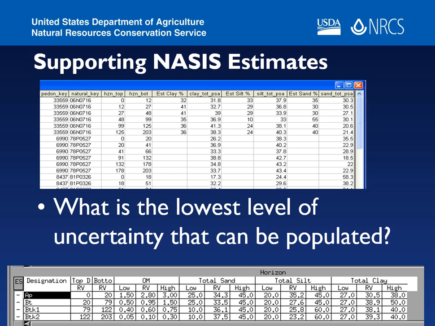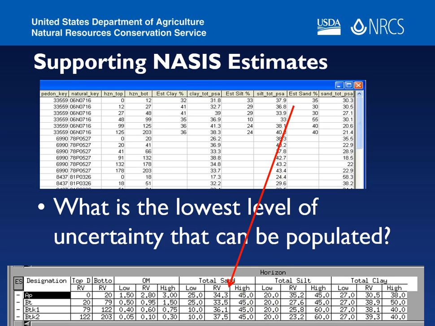So that was point data. Now you have to aggregate that point data to a component. And once you've got it up to a component, keep in mind, we're using lab data from KSSL. We're probably using lab data from the field. And we're using the estimated field properties that you textured. So you have to use the lowest level of uncertainty.